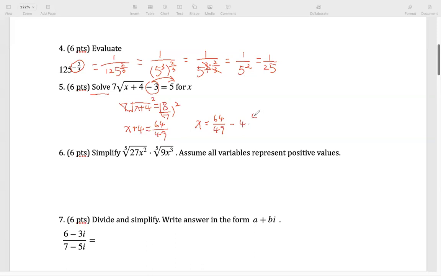Or minus 4, we need to change to have a denominator of 49. So that becomes 64 minus, or 49 times 4, we can think as 50 times 4, which is 200. 200 minus 4, right? That's 196 divided by 49. And that's negative 130 divided by 49.